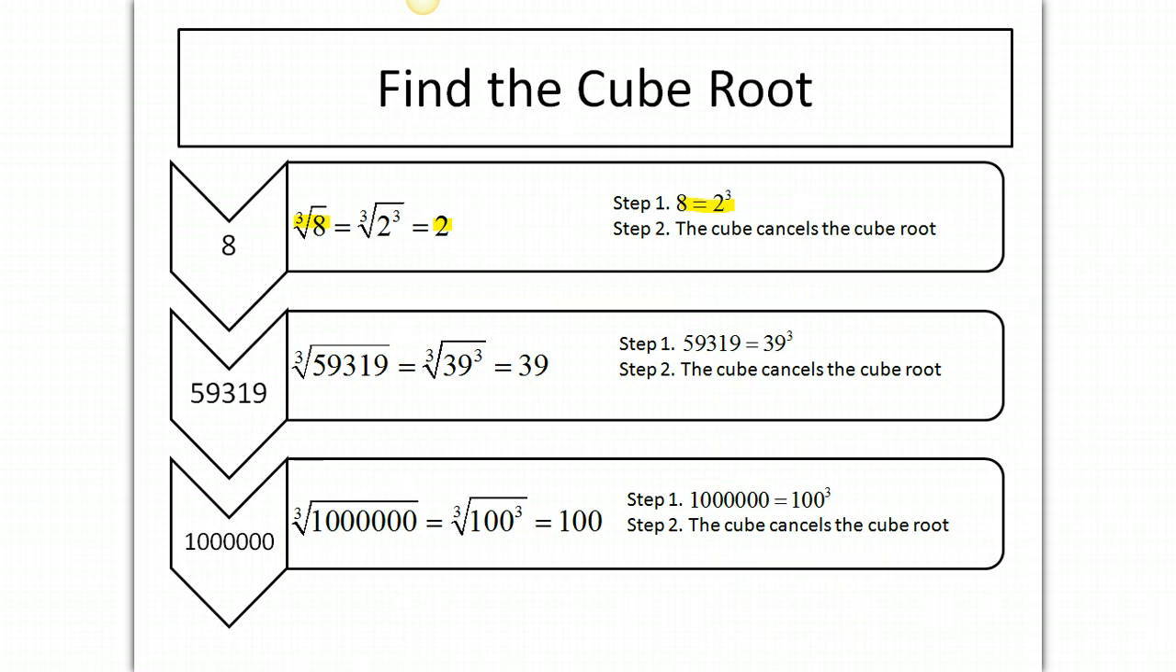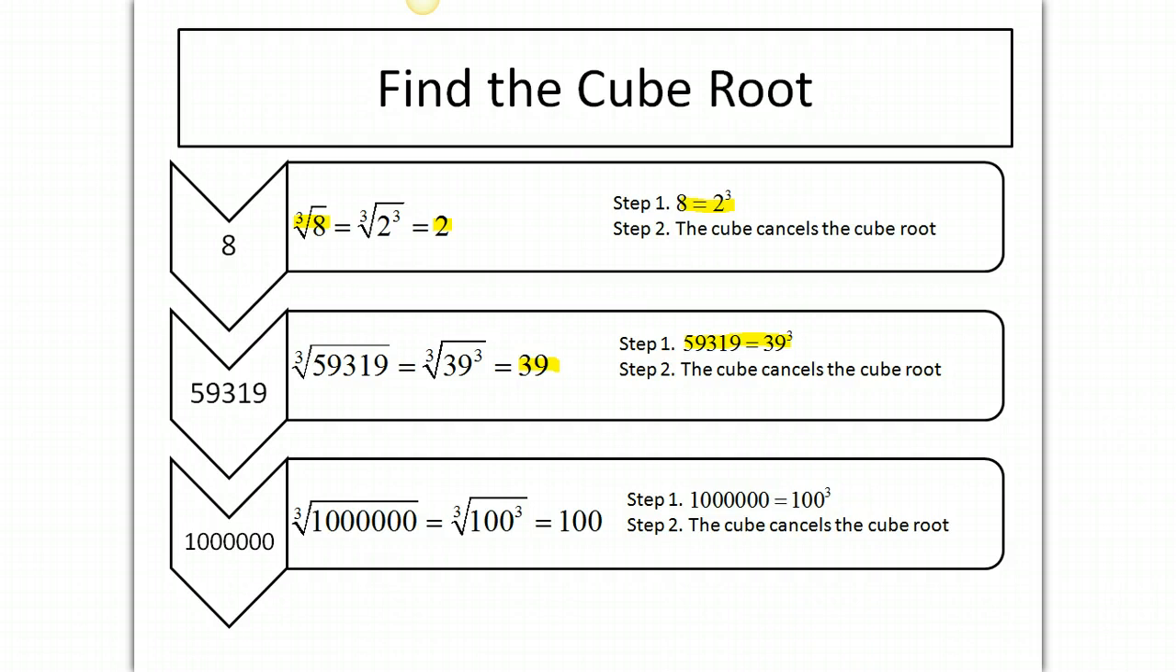What if we look at a larger number? Say we want to find the cube root of 59,319. Well, 59,319 equals the perfect cube, 39 cubed. And the cube root of 39 cubed then is just that base number, 39, because the cube and cube root undo each other.